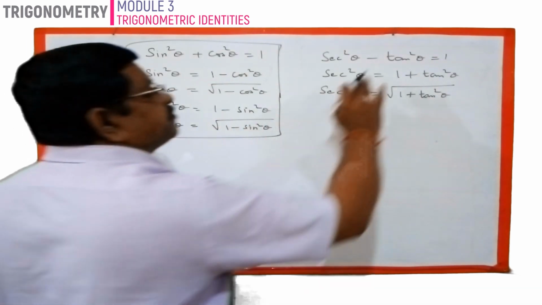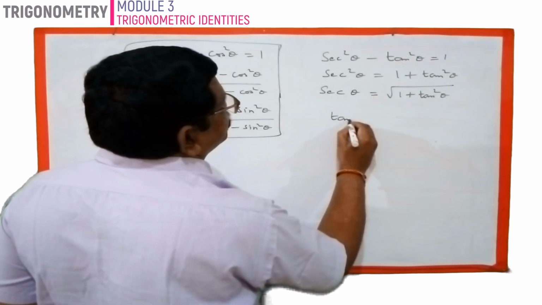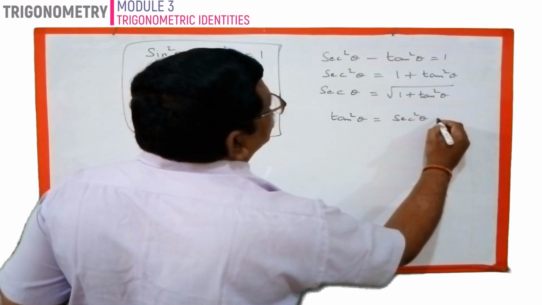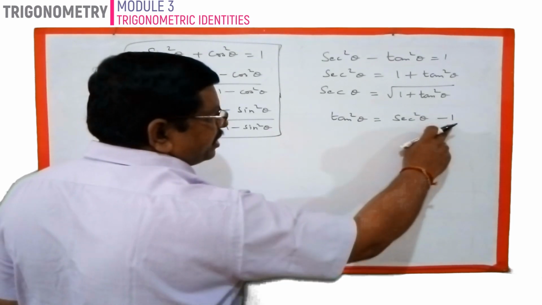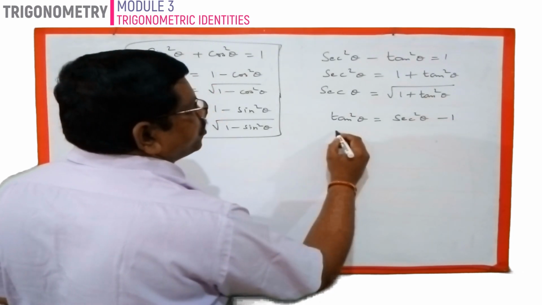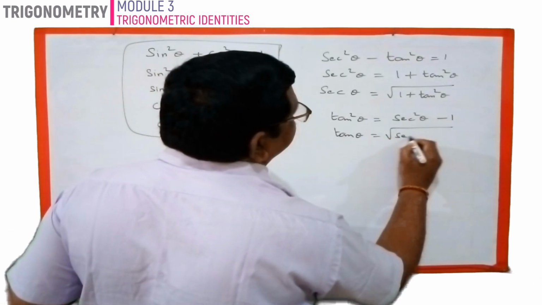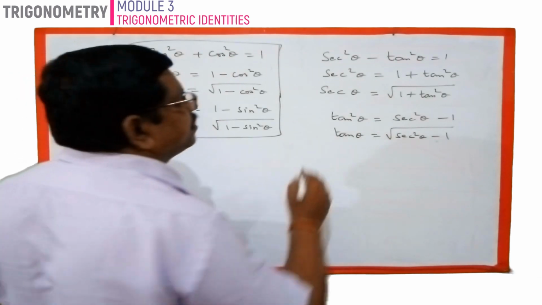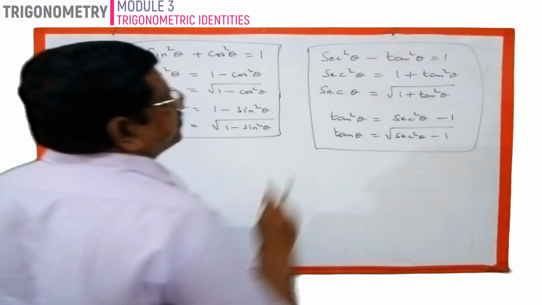In the similar manner, if you take this tan square theta to the right hand side, you will get tan square theta is equal to secant square theta plus 1 will be changed to minus 1. So tan square theta is nothing but secant square theta minus 1. Take square root on both sides, you will get tan theta is equal to square root of secant square theta minus 1. So these all are different formulae.